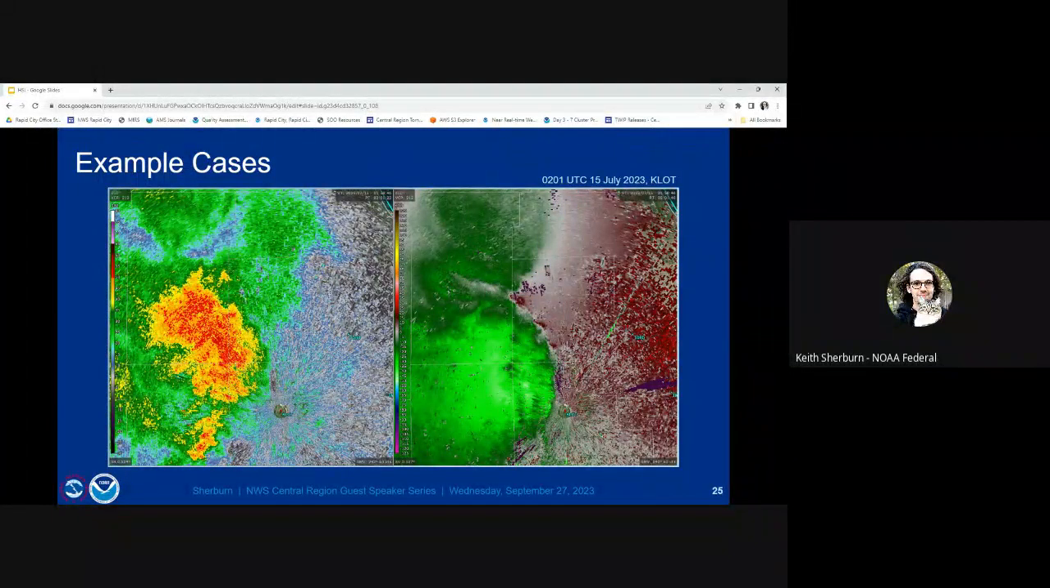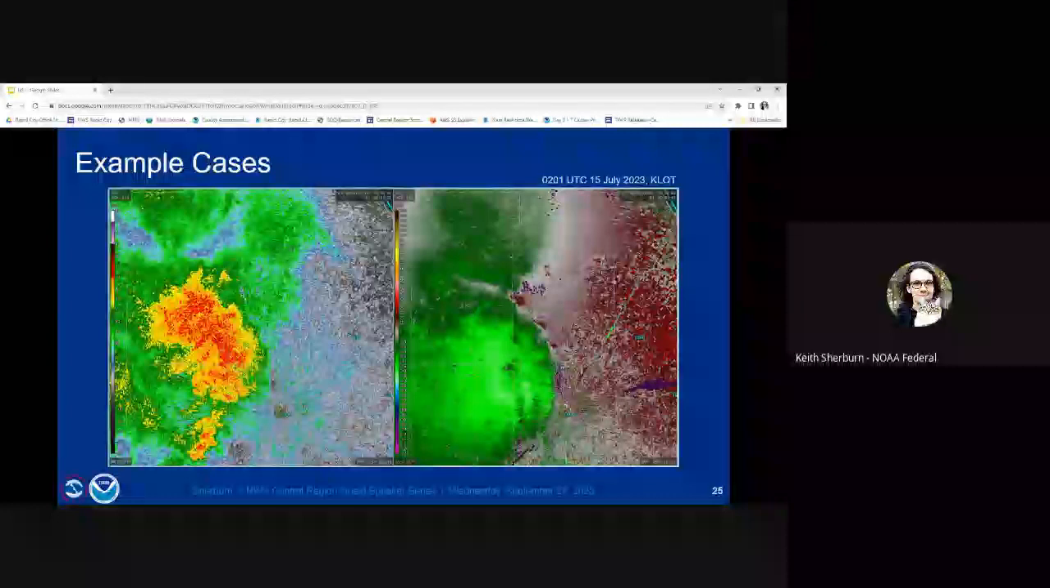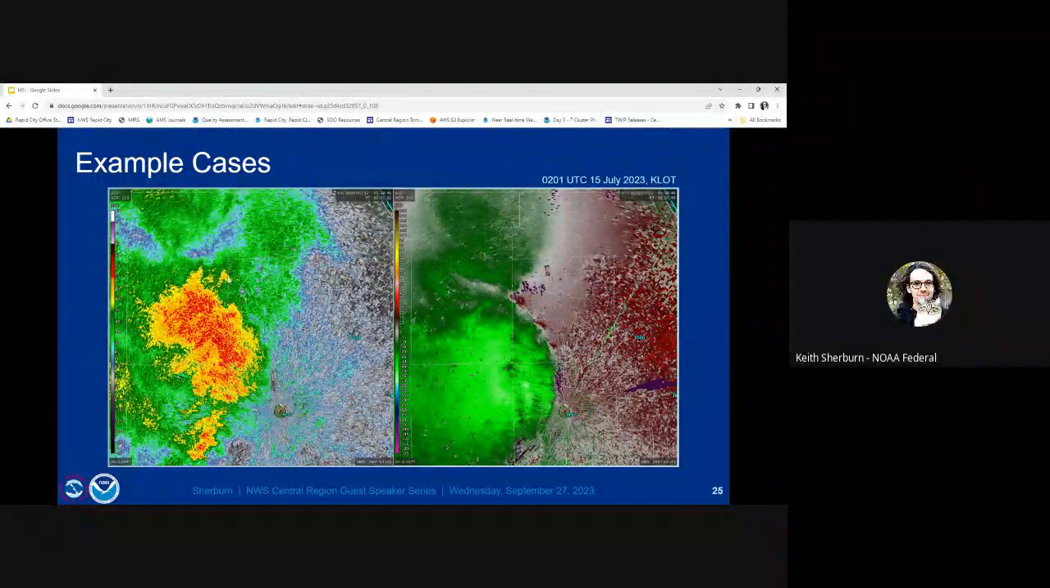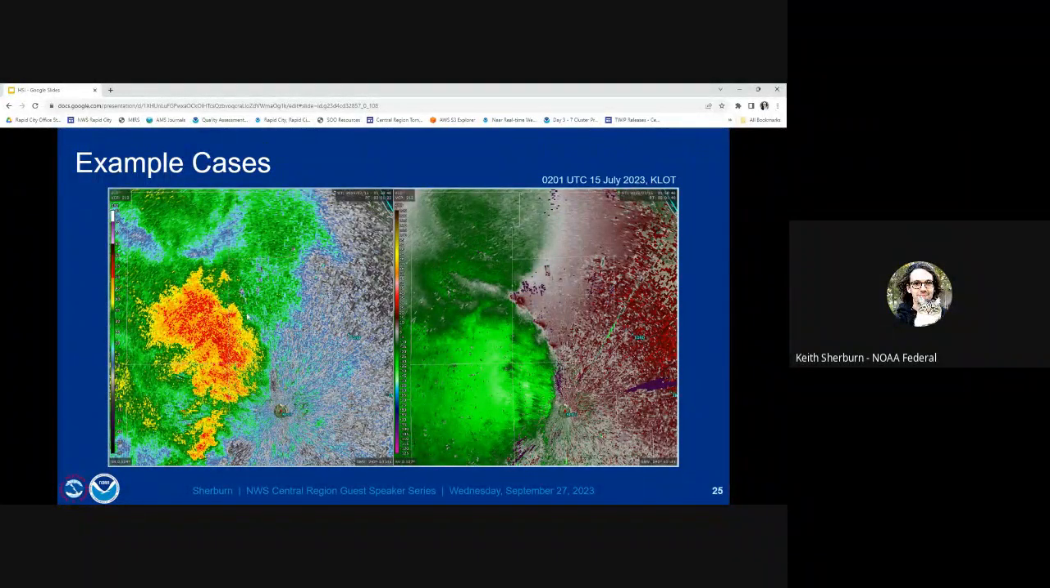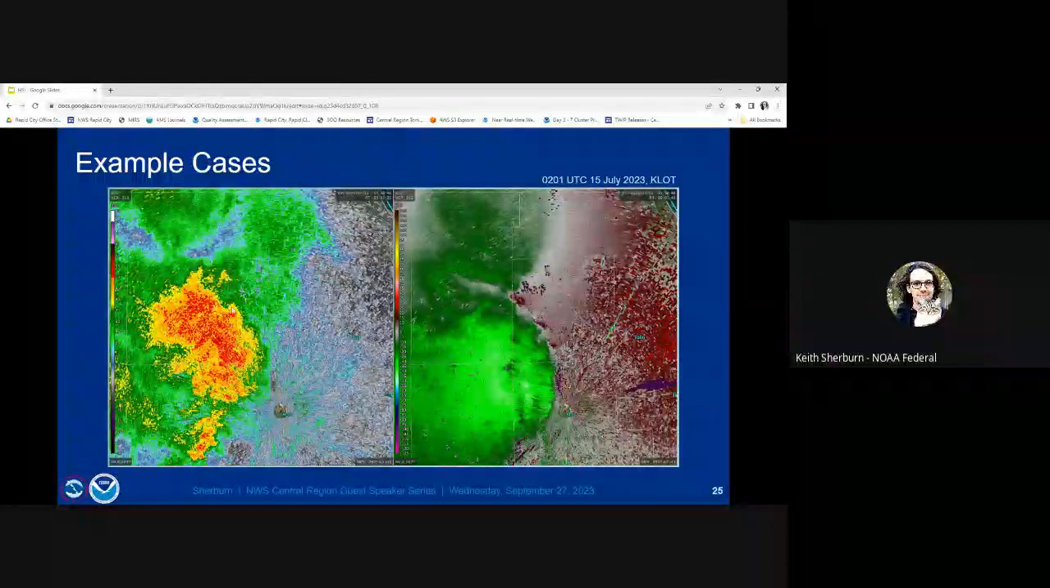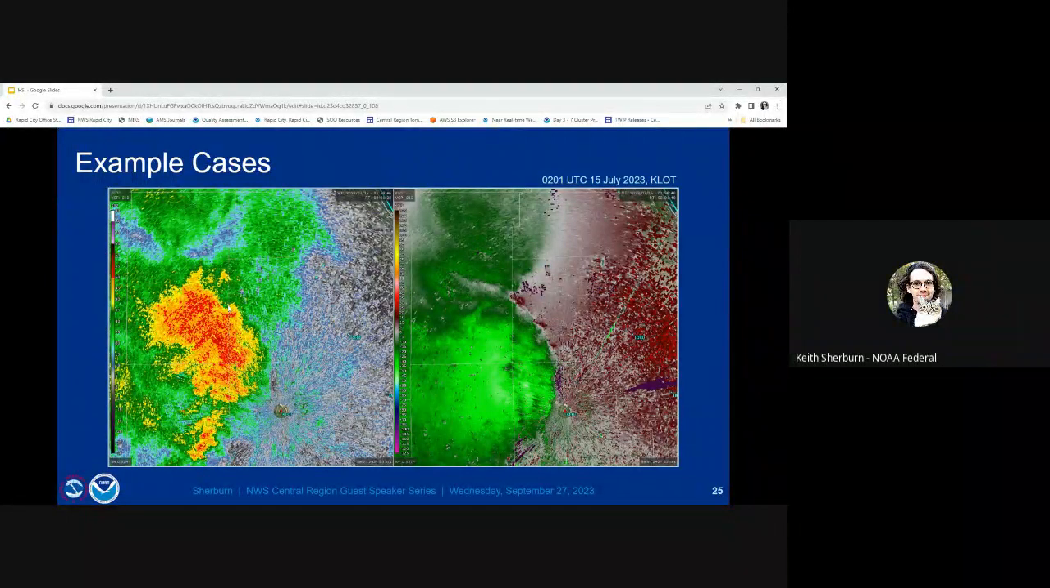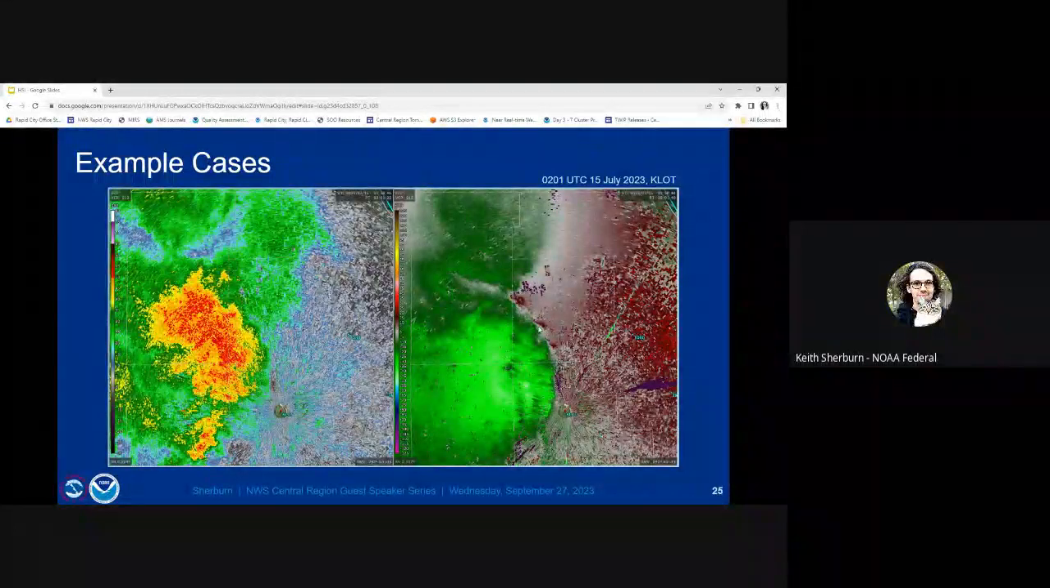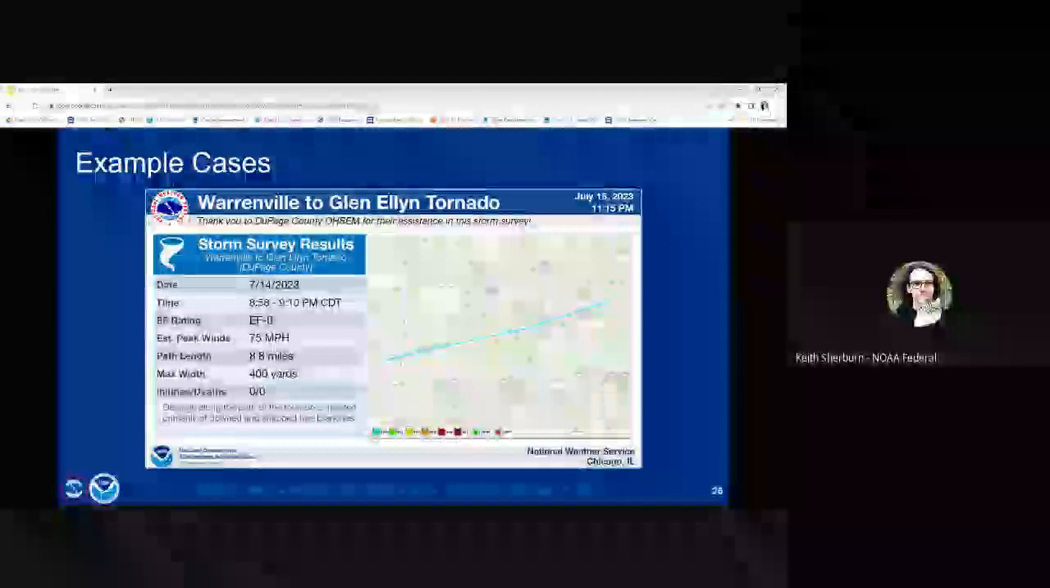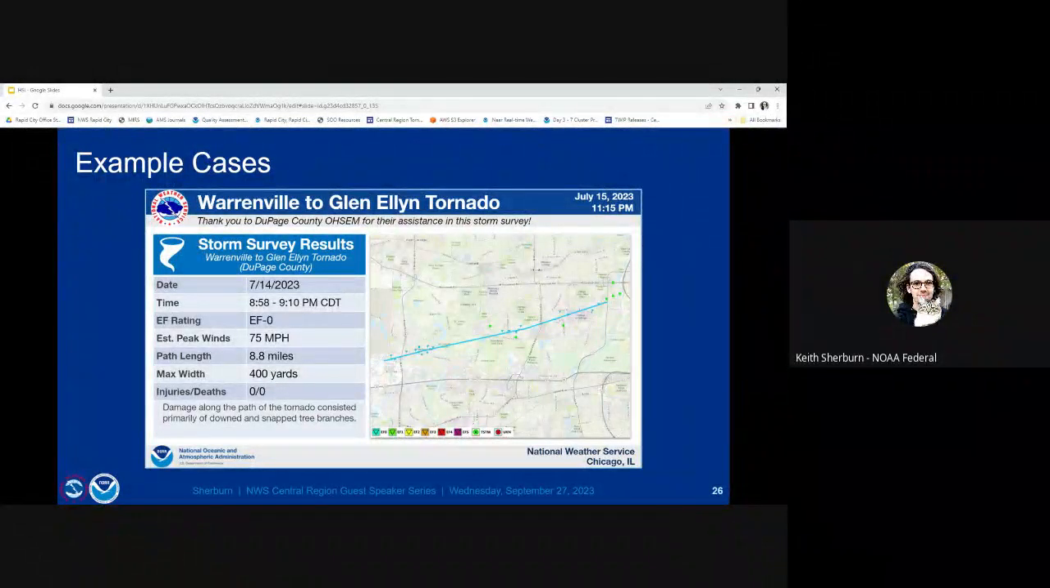You might struggle to call this a QLCS or MCS even, but nonetheless, along the leading edge, you see several different reflectivity nubs here, maybe not quite as distinct as what we saw before, but those reflectivity nubs and inflow notches were co-located with mesovortices in velocity imagery. And this event featured both significant straight line winds and a brief EF0 tornado, the path for which is shown here.